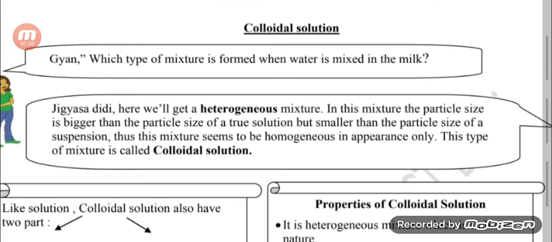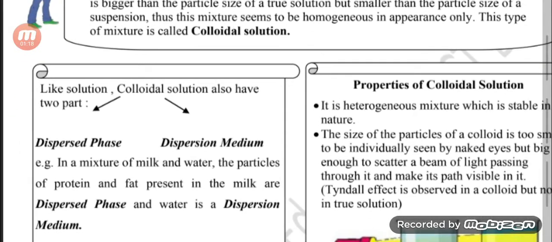Okay students, now a question arises here. Why does a colloidal solution seem to be homogeneous? The answer is the particle size. The particle size is bigger than that of a true solution and smaller than that of a suspension. Let's move on toward the components of a colloidal solution.